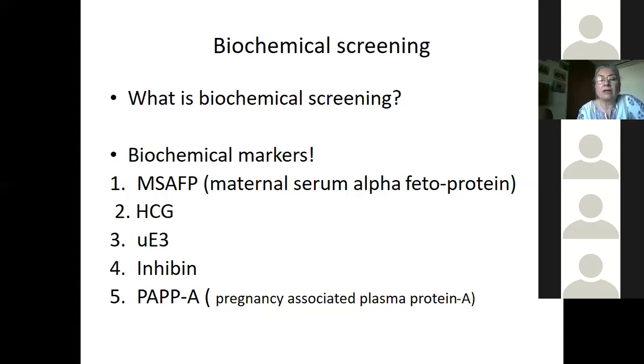Then we have human chorionic gonadotropin, then we have estriol, then we have inhibin, and then we have PAPP-A, which is pregnancy-associated plasma protein A.